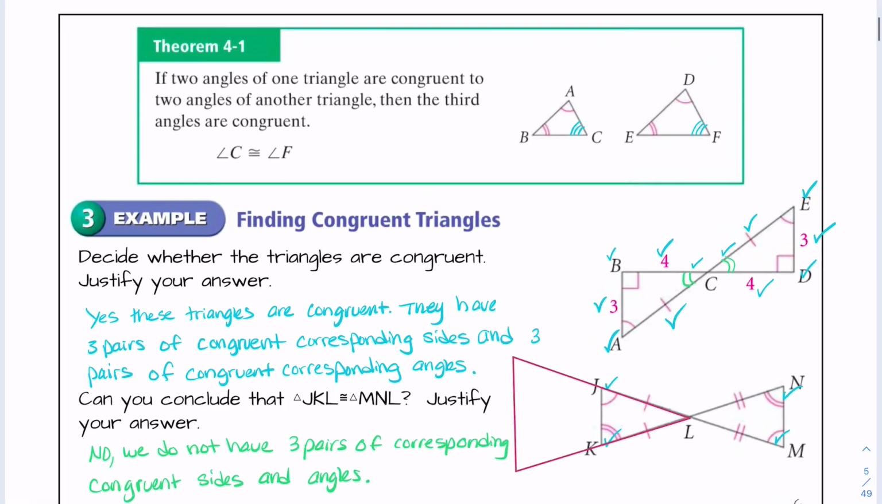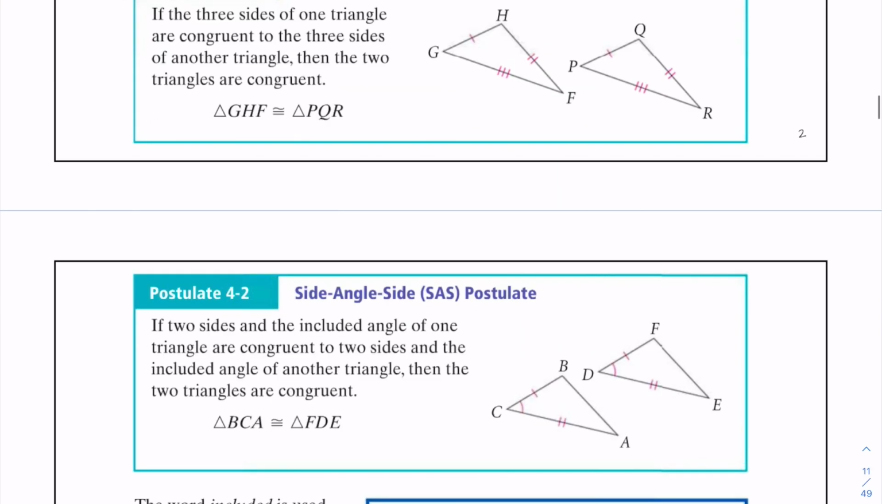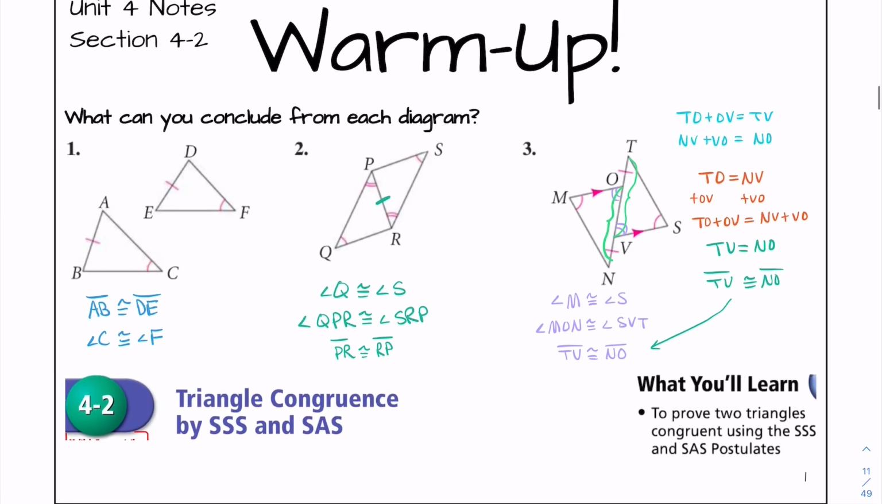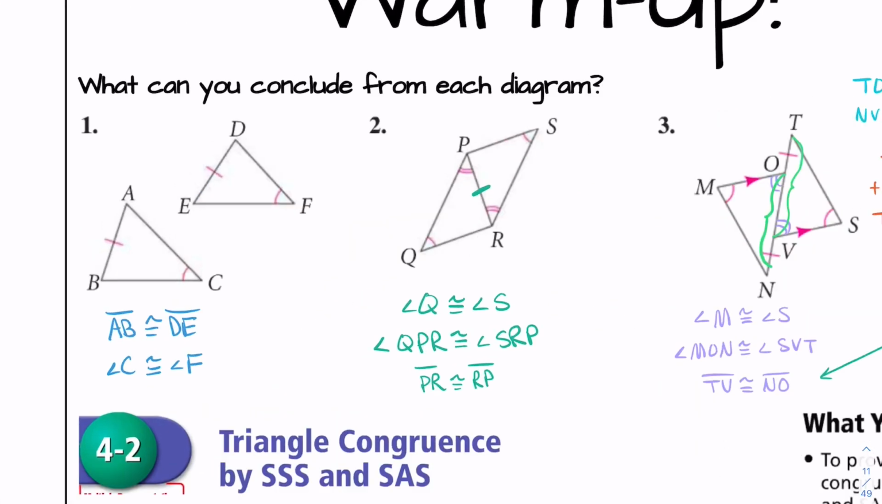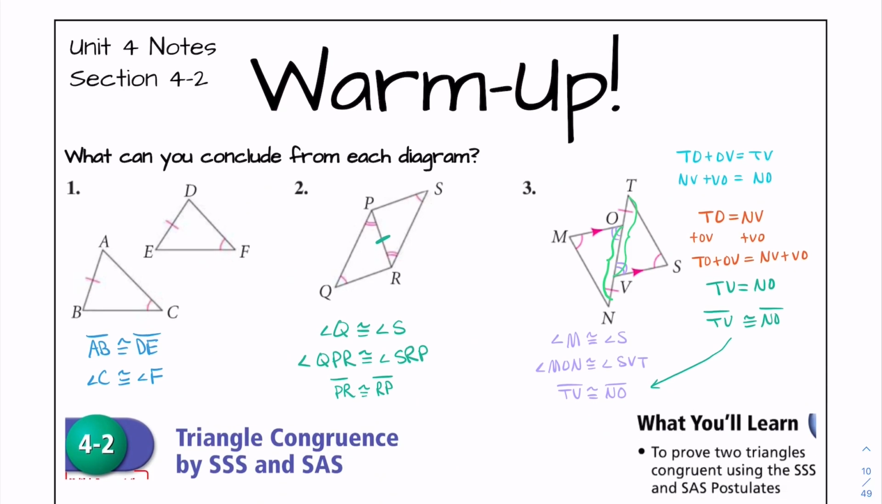So the question now for this lesson is, do I need all 6 pieces? The answer is no, but you need at least 3, and they need to be in the right order. So section 4.2, and then 2 more sections we do, we'll talk about what order matters and what we're able to focus in on.